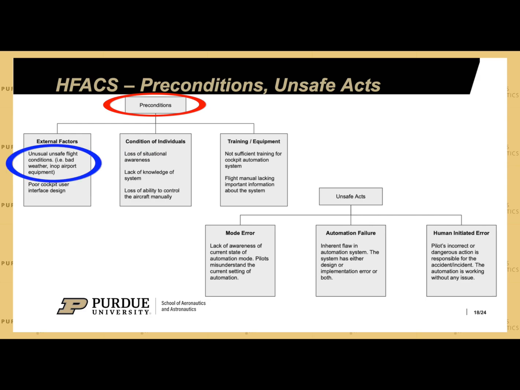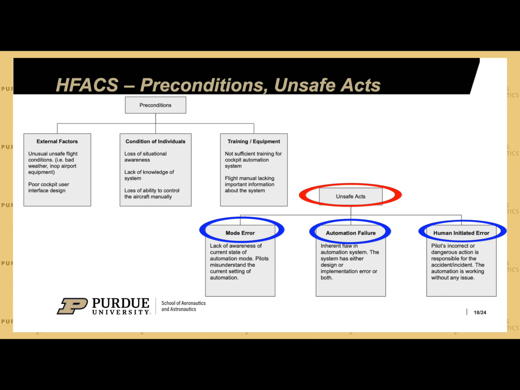This can be devastating, particularly when unusual flight conditions such as bad weather or inoperative airport equipment exist, or the automated system itself malfunctions. Additionally, we also found that inadvertent activation of automation happens when there is a poor cockpit user interface design and the pilot fails to deactivate it because they could not realize the mode change. These above factors eventually lead to the unsafe acts of mode error, automation failure, or human-initiated error.